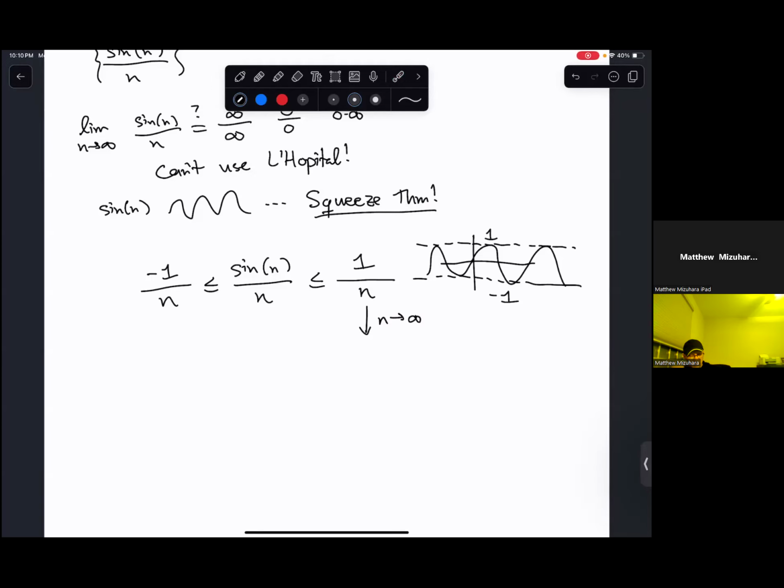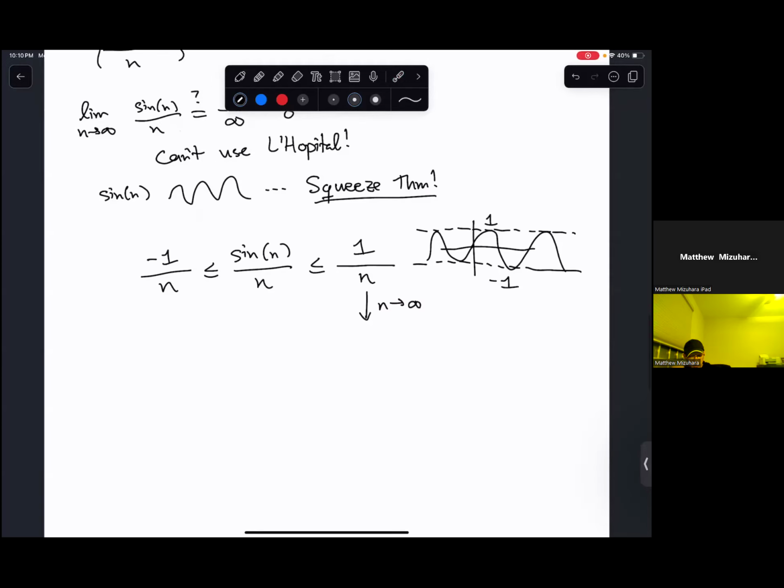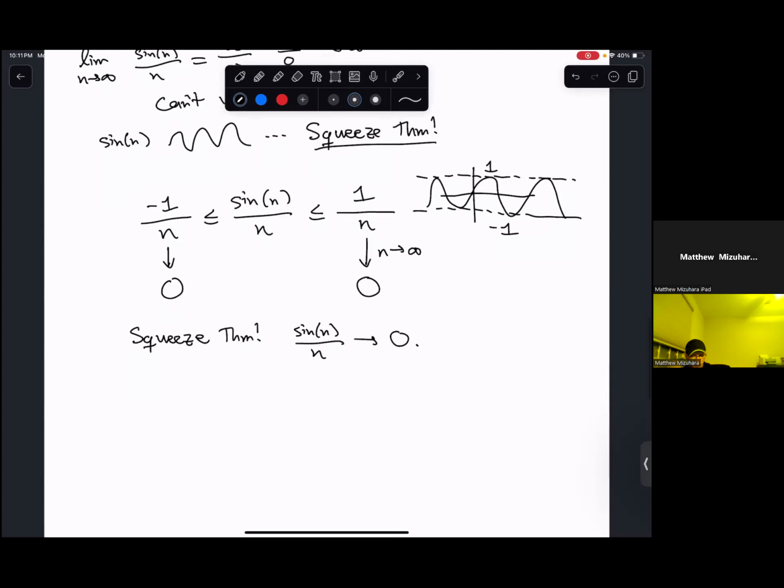Well, in this case, it's a little bit easier. I see 1 over infinity just goes to 0. -1 over infinity, hey, that's also 0. Aha. In this case, the squeeze theorem does work. Since both the upper and lower bounds, both of those outer sequences converge to 0, we know by the squeeze theorem that the sequence in the middle, our sequence, also converges to 0.